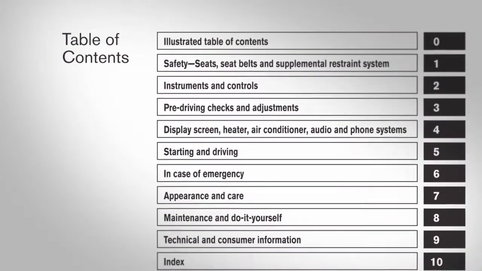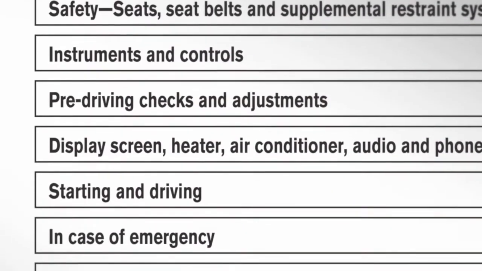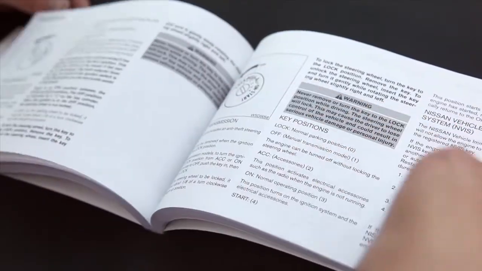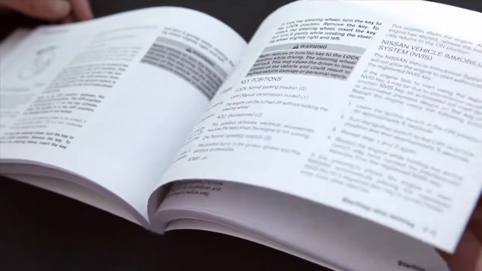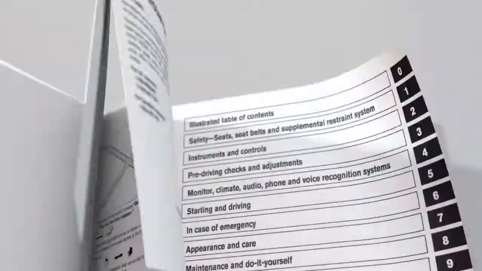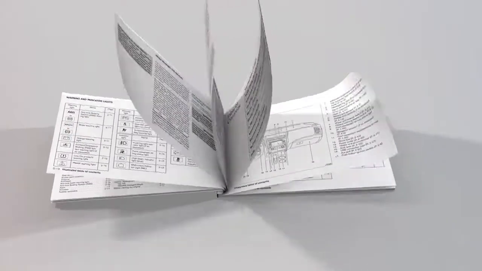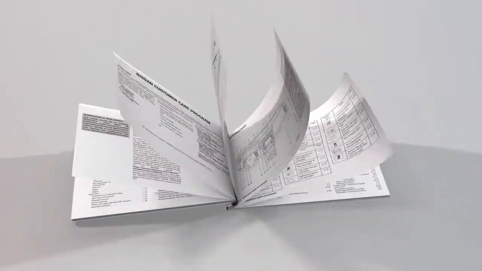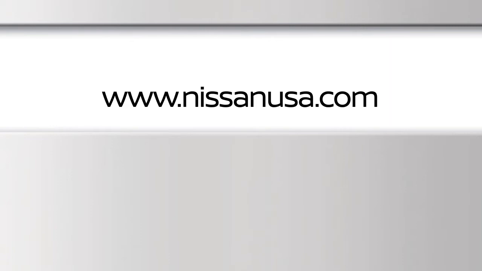The table of contents at the beginning of the owner's manual guides you quickly to the major sections covering your vehicle's operation, maintenance, and safety. The index at the back of your owner's manual will show you where to turn for specific information on any topic. To find downloadable manuals and guides for your vehicle, please visit www.nissanusa.com.